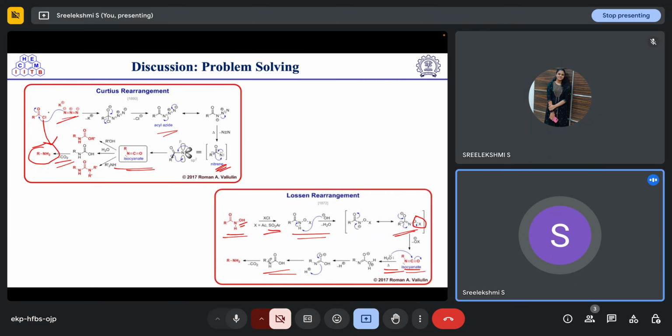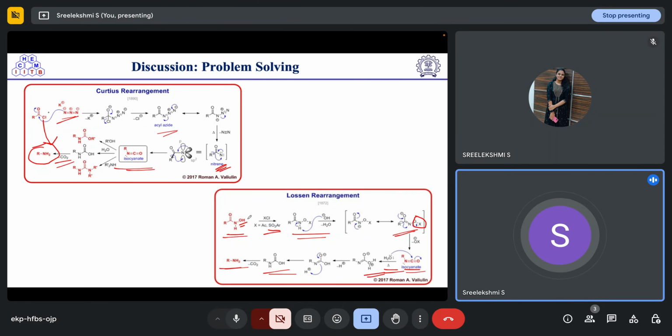this H2O will be attacking over this carbonyl carbon center to form this intermediate. And once it is formed, this nitrogen will take up a proton, this bond will come over here, and this will take up a proton to form this compound, which upon CO2 elimination, we will be getting this amine. So this is also proceeding through this isocyanate, and the product is also the same.